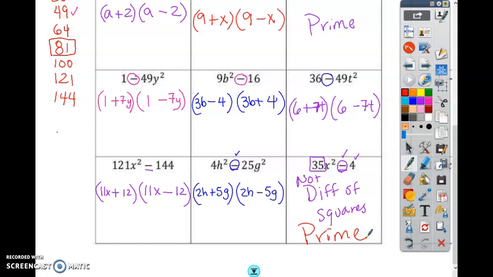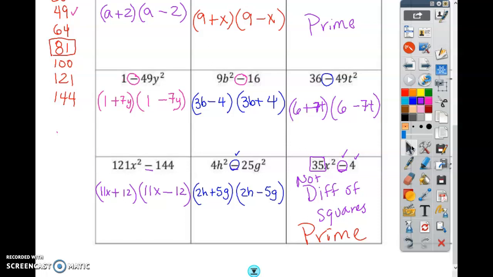Okay, so today's work, if it doesn't work as the difference of two squares, we're just going to put prime. Okay, but that's only for today. There's other times, like the last week when we were factoring, when it does work different ways. But this, just for today, we're doing the difference of squares.